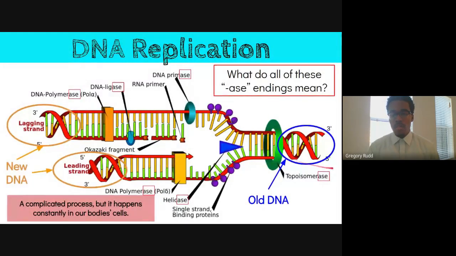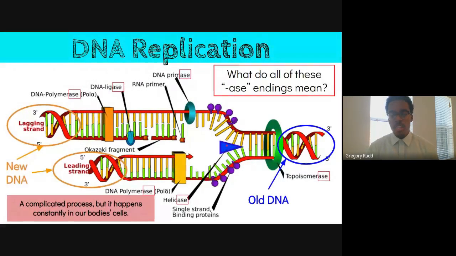So each one of these ase-ending words is an enzyme that has a very specific function in this process. For example, topoisomerase right here, this big green thing, is actually unwinding the DNA. So we know that DNA typically exists in a spiraled double helix format, but this topoisomerase protein, this enzyme, is unwinding it.